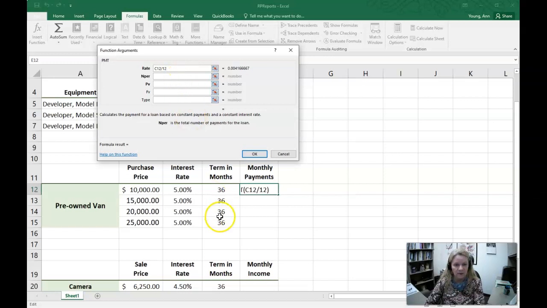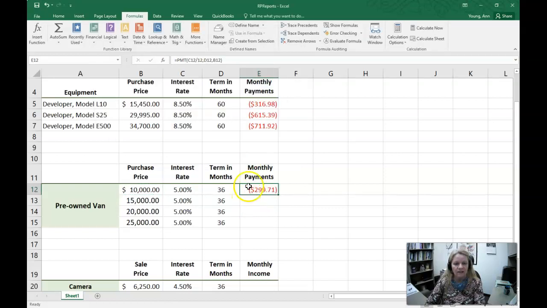The number of payments for the loan is going to be found in D12. And the present value of the loan is found in B12. You actually get a little preview of what the payment amount is right here. And when you click OK, you'll see that as well. Simply use your fill handle and copy that down once more.